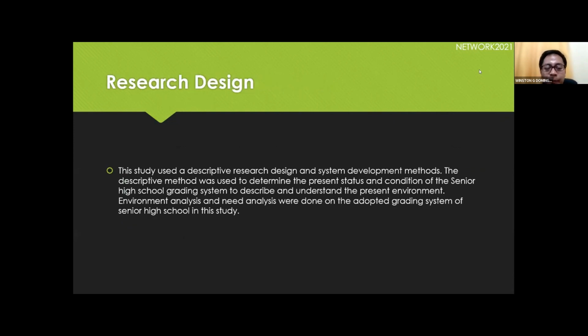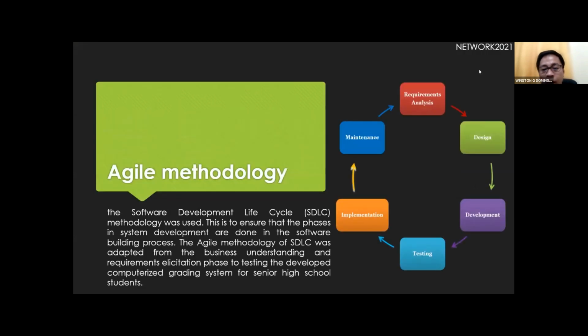The design of my research uses a descriptive research design and system development methods. The descriptive method was used to determine the present status and conditions of the senior high school grading system, to describe and understand the present environment. Environment analysis and needs analysis were done on the adapted grading system of the senior high school in this study. Also, I used the agile methodology in the development and implementation of the system.